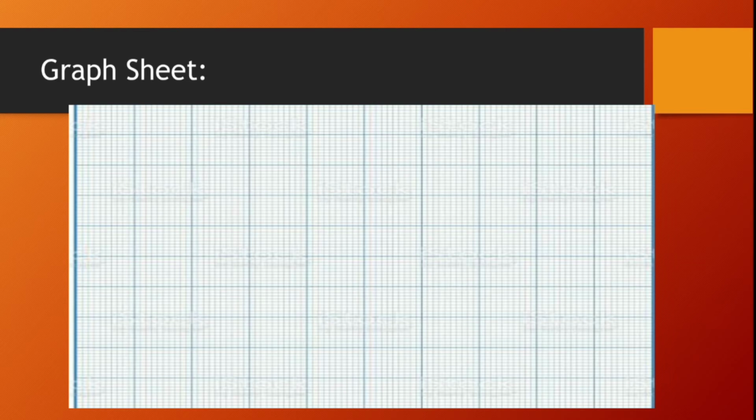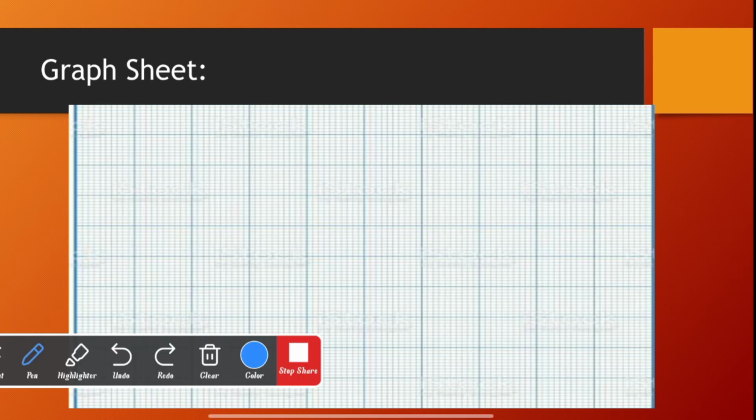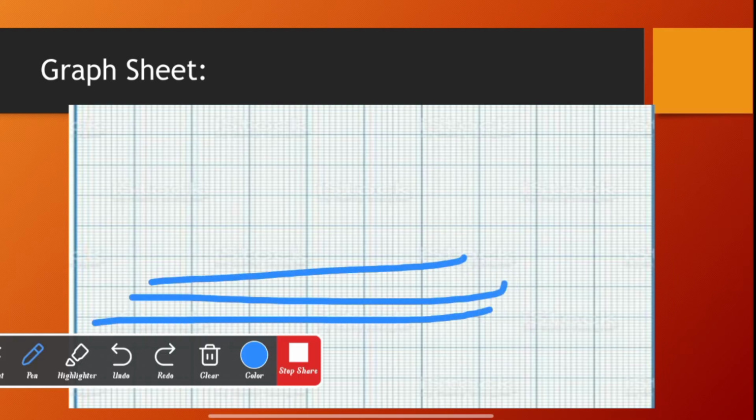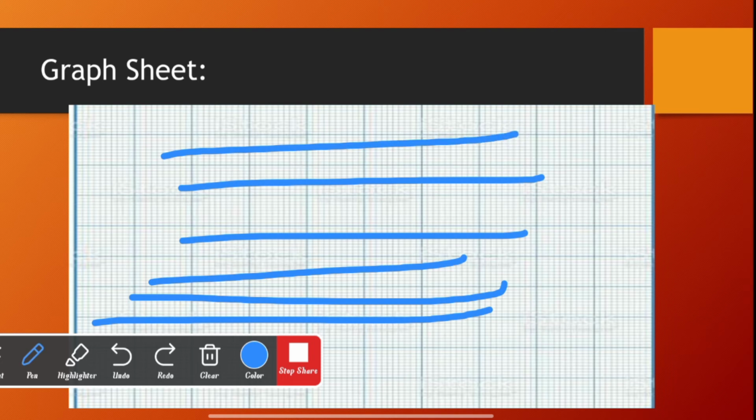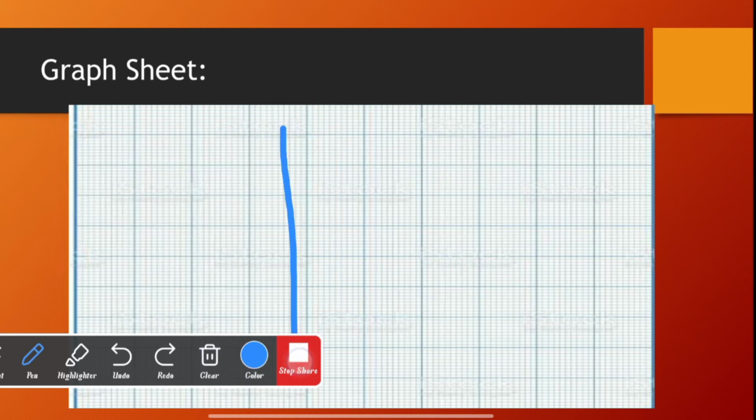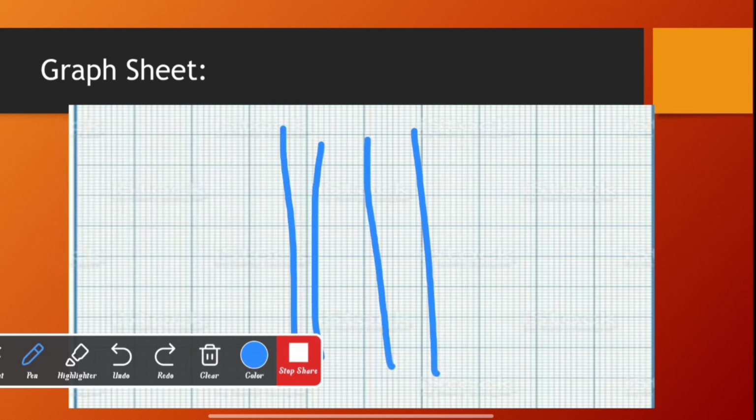It consists of a number of squares. Each square will be of 1 centimeter, and one square consists of 10 lines. So in the graph sheet you are able to see a number of vertical lines and a number of horizontal lines. So these are horizontal lines and these are vertical lines.